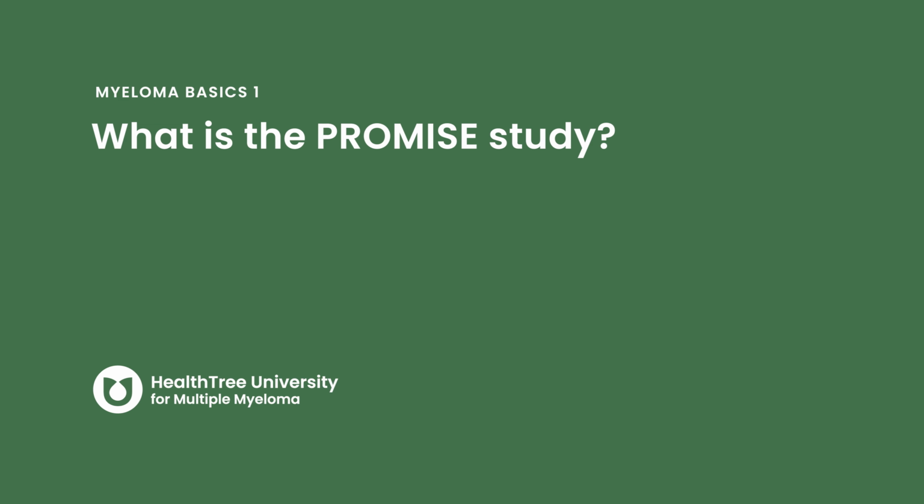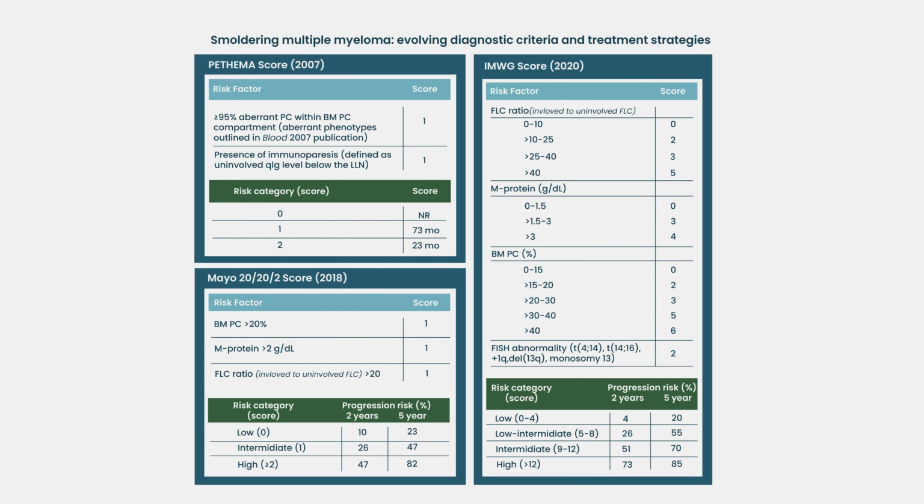What is the PROMISE study? Dr. Marinac just described the Mayo 2018-2022 model. The Mayo Clinic 2018-2022 model includes serum biomarkers and a bone marrow plasma cell burden of more than 20% as risk factors. The IMWG validated the Mayo Clinic 2018 model with a cohort of 1996 patients, and the 2-year risk of progression to myeloma or amyloidosis in low, intermediate, and high-risk groups was 6%, 18%, and 44% respectively.